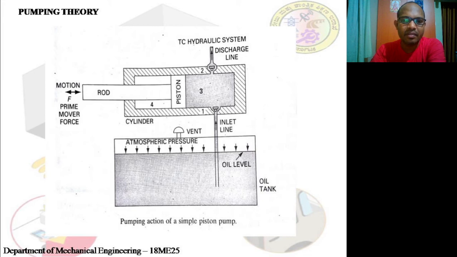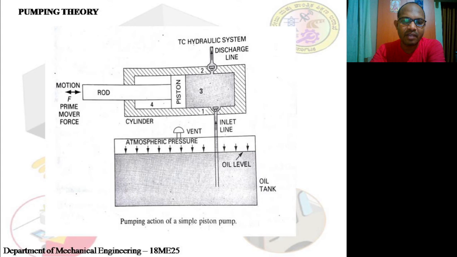101.325 kilopascals. If this water or oil or fluid has to come to this, you have to create a suction pressure. That means the pressure being created over here should be less than this atmospheric pressure. Then automatically it flows over here. You should create a pressure which is less than the atmospheric pressure. This is how we are reducing the pressure below the atmospheric pressure.